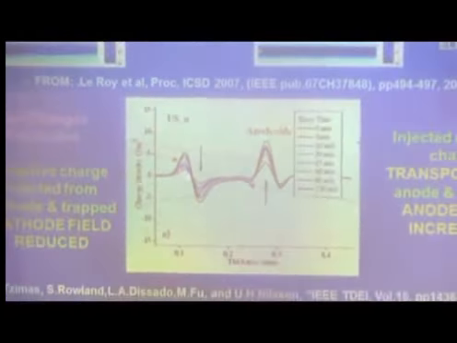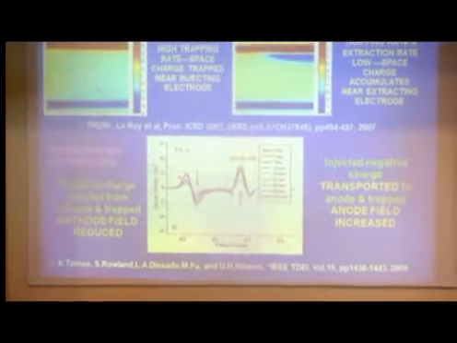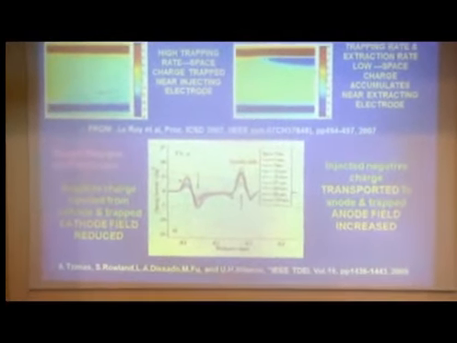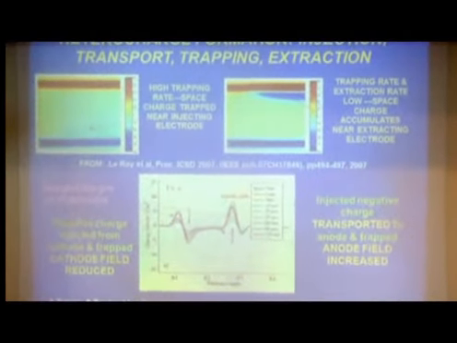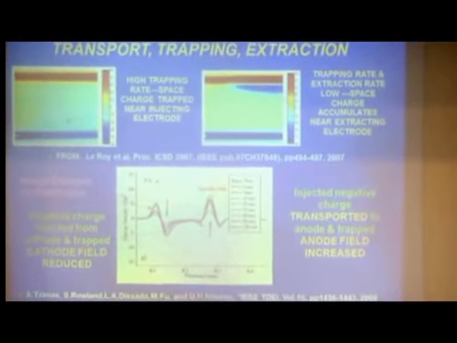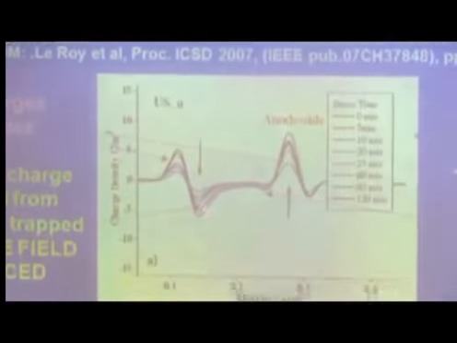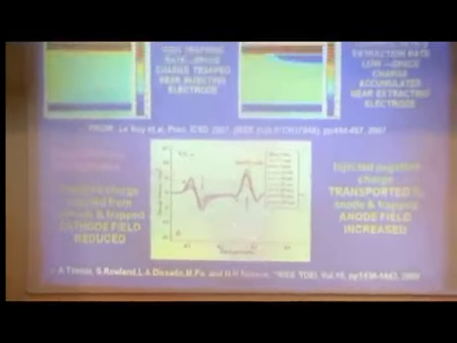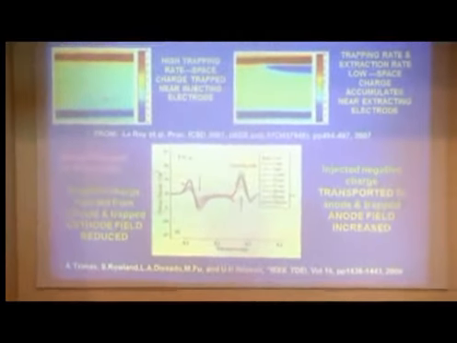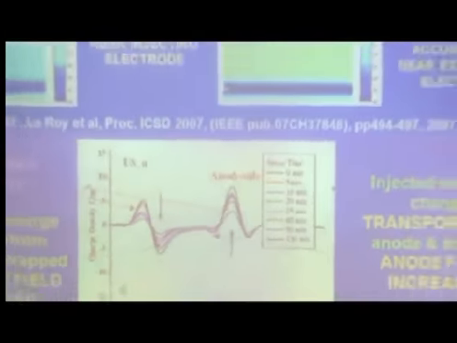This is experimental data. What you should know is that these data have been obtained during the application of the voltage, but the capacitive charge has been removed. So you're seeing the bulk charge and the image charge. This side is the cathode, which injects negative charge and reduces the cathode field. Some of that negative charge gets across to the anode, gives you negative heterocharge near the anode, and increases the anode field.